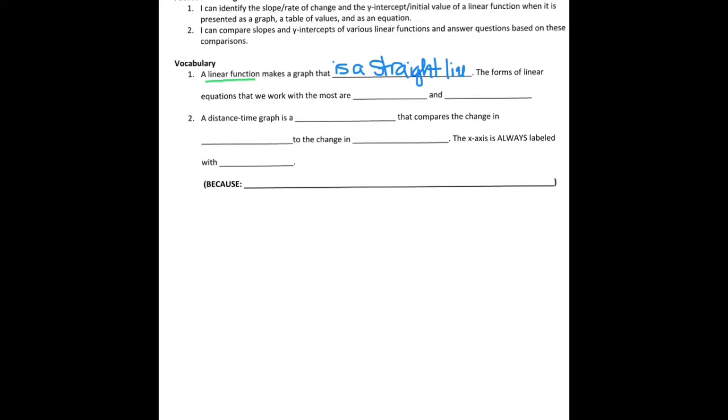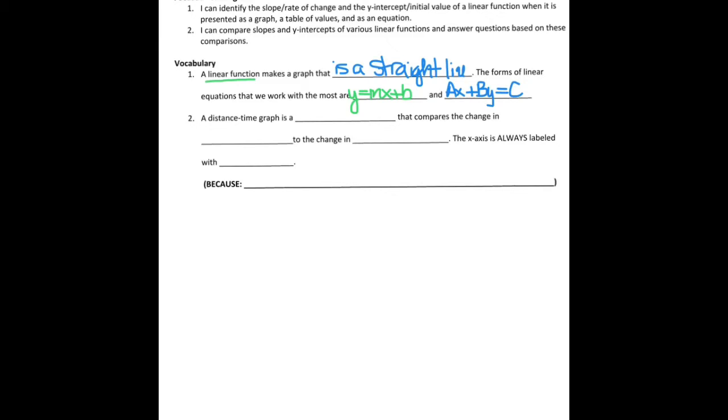The forms of linear equations that we have worked with so far are slope-intercept form, which looks like this, y equals mx plus b. And we've done some graphing in standard form, ax plus by equals c.